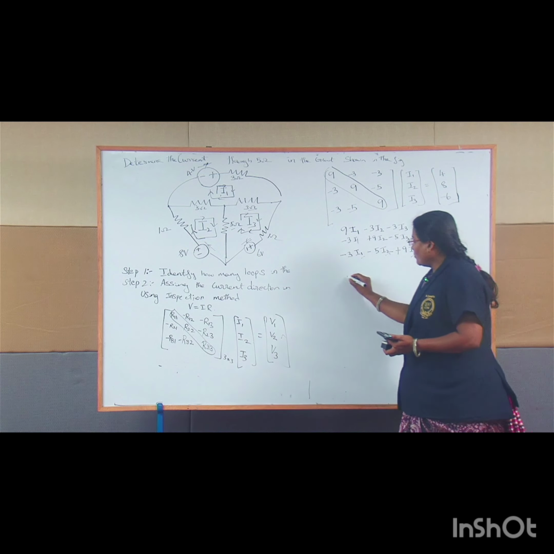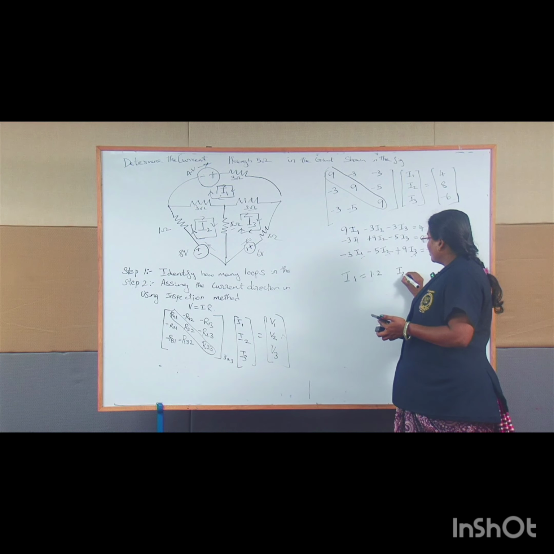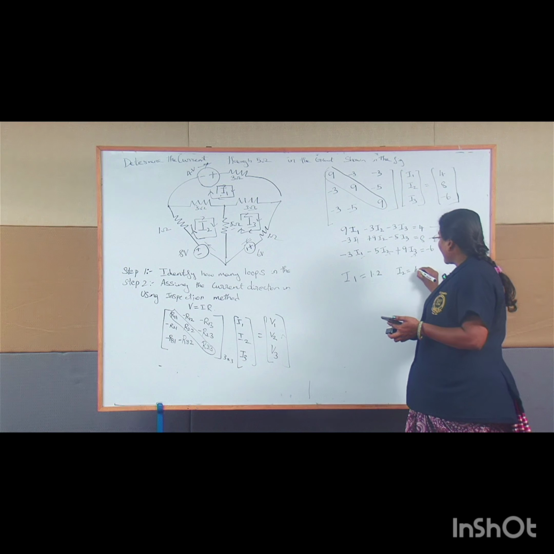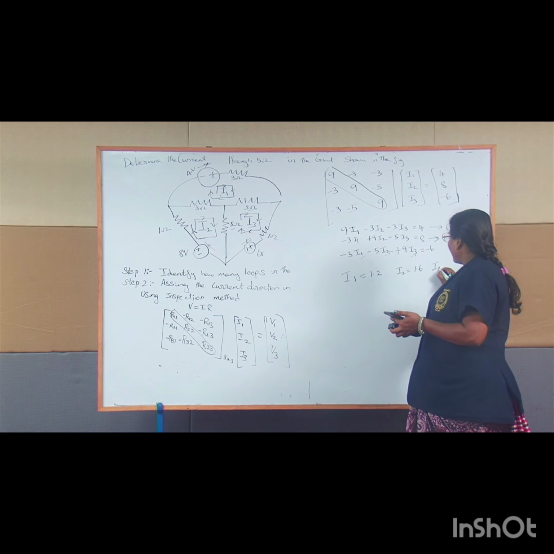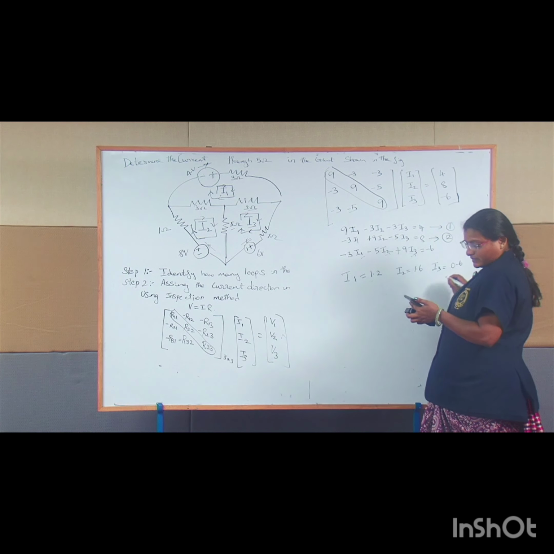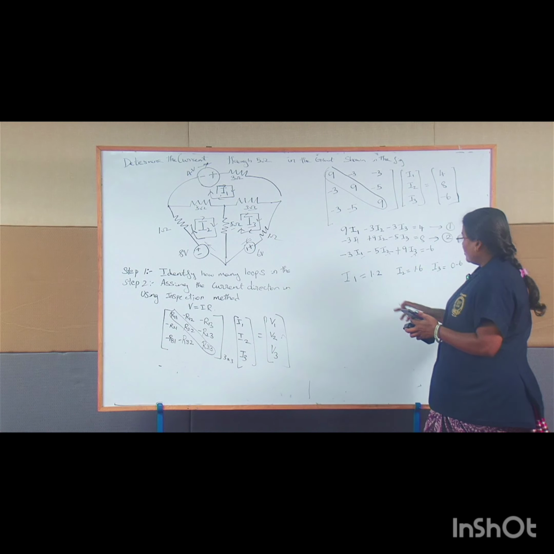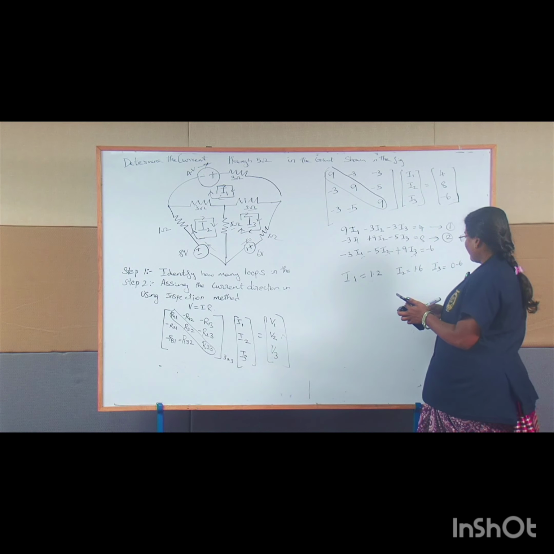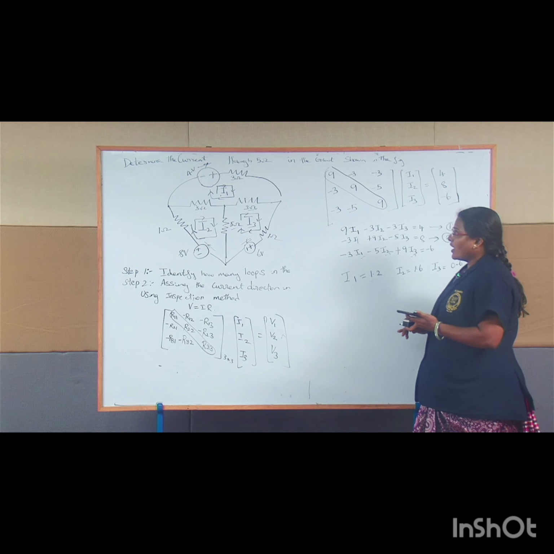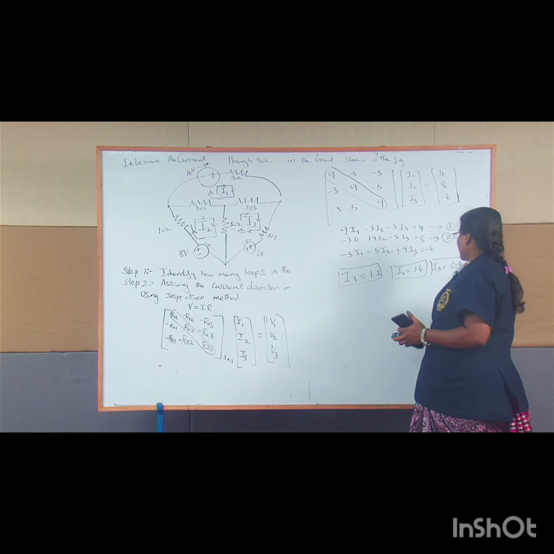So your I1 is 1.2, I2 is 1.6, I3 is 0.6. So I found my loop currents: I1 is 1.2, I2 is 1.6, I3 is 0.6.